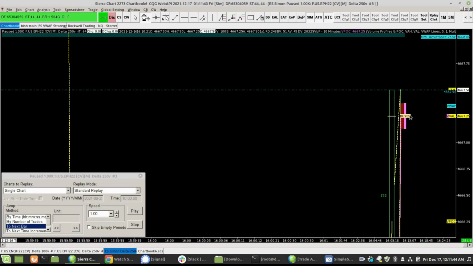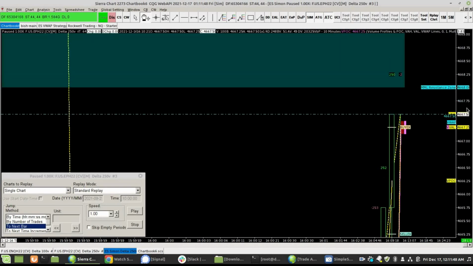You've got a VPOC here, right? But you have to take that in context. End of the day, and you're running right up against value area high, value area low. It's all squeezed up in here. So let's start watching these deltas.